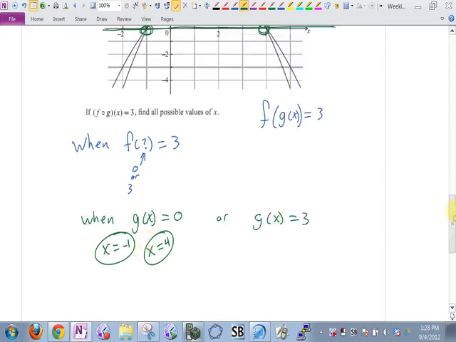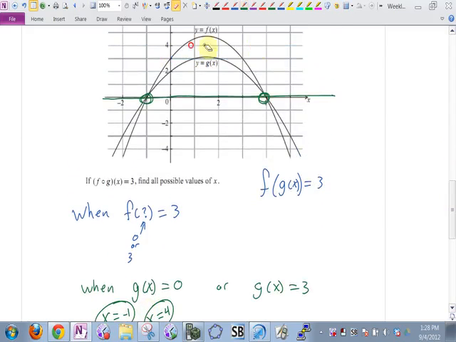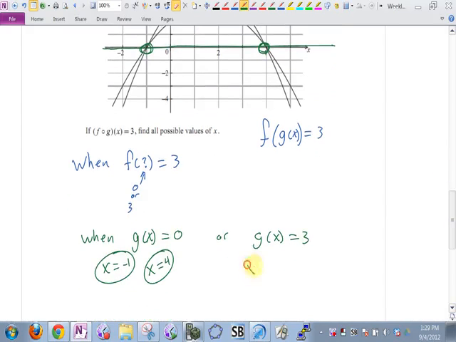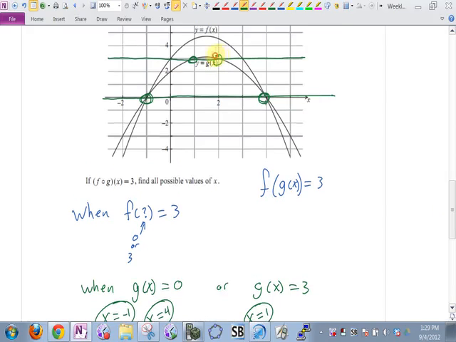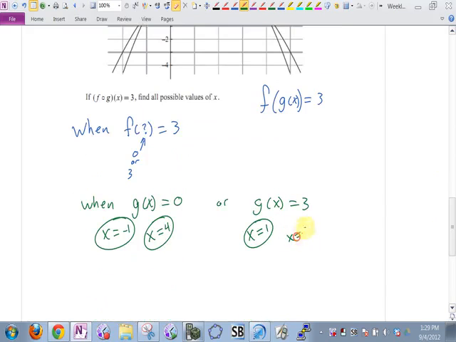Next, when does g output 3? Well, here's an output of 3. Here's one of them. What is that input? 1. And here's another one. What is that input? 2. So this problem had exactly 4 solutions. 1, 2, -1, and 4.